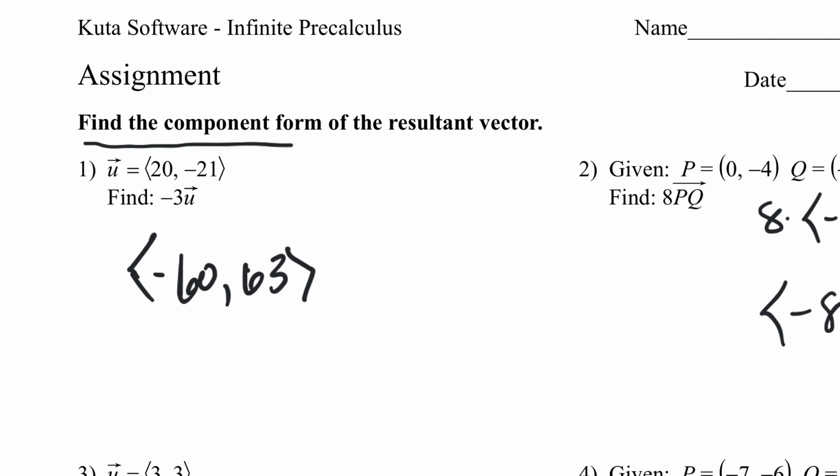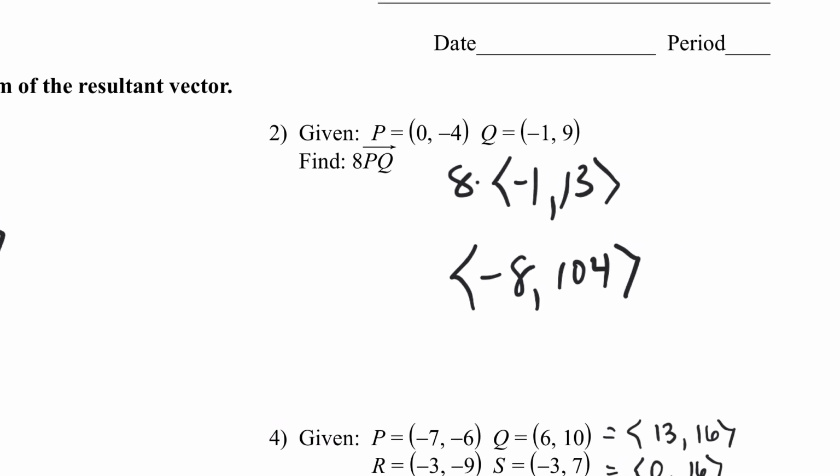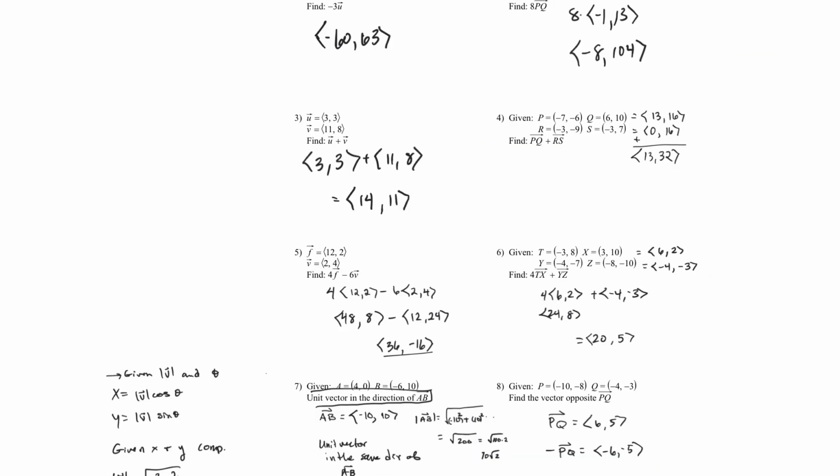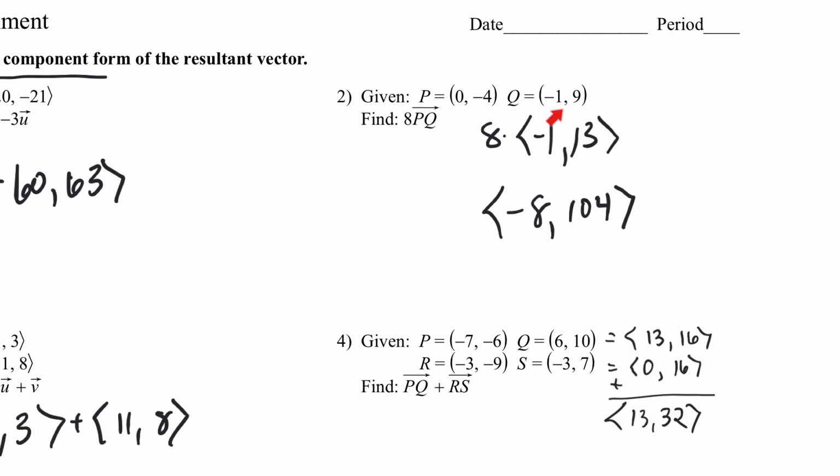If we look at number 2, this was the same kind of idea, except it makes us do a little bit more. It makes us find the actual vector from 2 points first. If you remember how we found the vector, we would say the terminal point minus the initial point. We're going to say this point minus this point, and that would give us negative 1, 13. Then it says to multiply that value by 8, so 8 times PQ, distributed: 8 times negative 1 is negative 8, and 8 times 13 is 104. Nothing fancy, nothing special there.